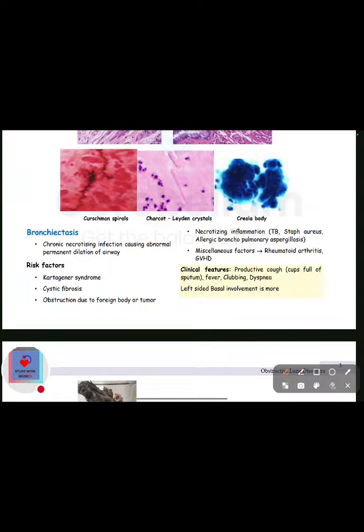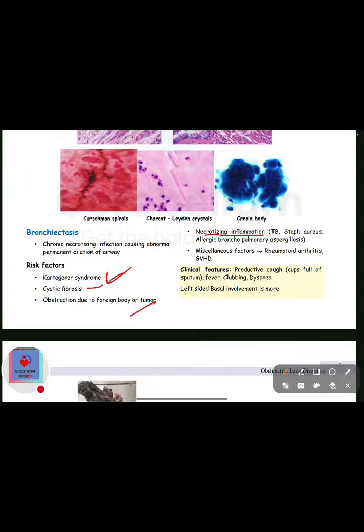Risk factors are Kartagener syndrome. Kartagener syndrome is a ciliary dysfunction, the cilia are not working properly. Here the female will not be fertile because the ova are not caught by the cilia in the fallopian tubes. Other risk factors are cystic fibrosis, and obstruction due to foreign body or tumor.